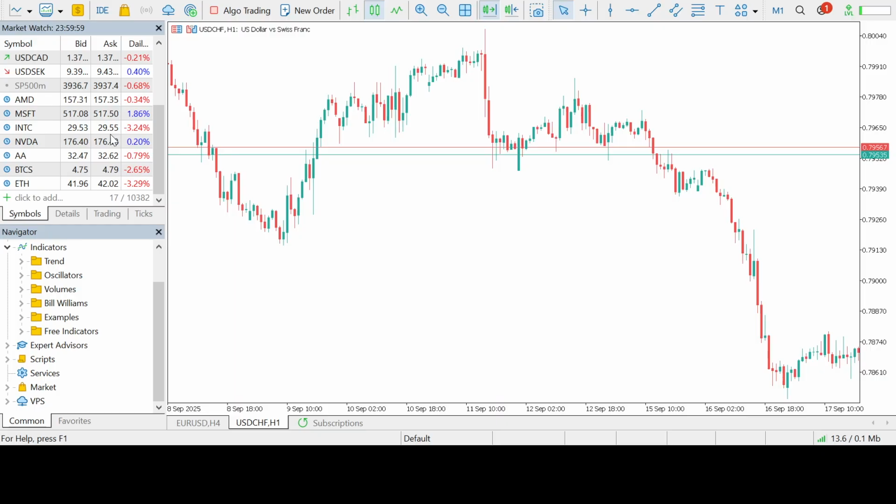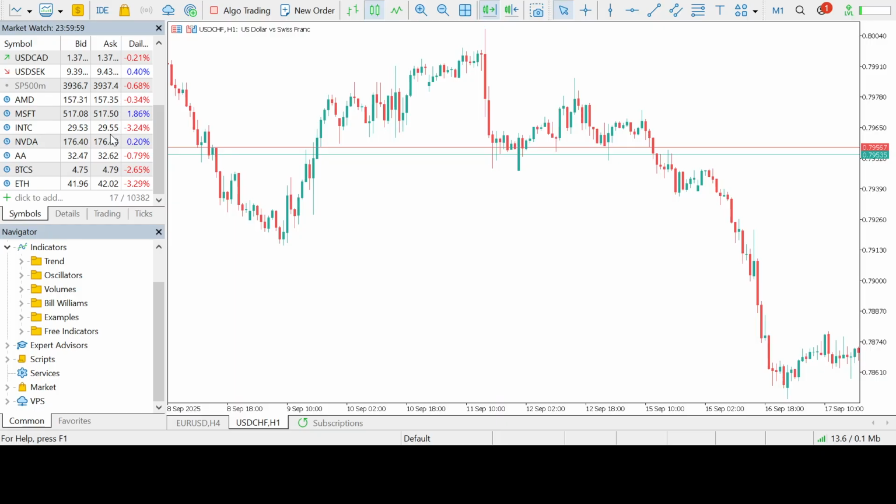Now, the limitation about the MT5 is that it's not supported by all the brokers. Not all brokers offer the MT5, and some traders find transitioning from the MT4 challenging due to the added complexity.